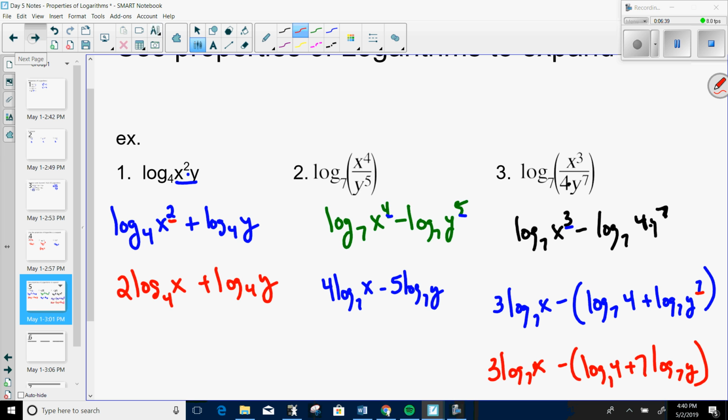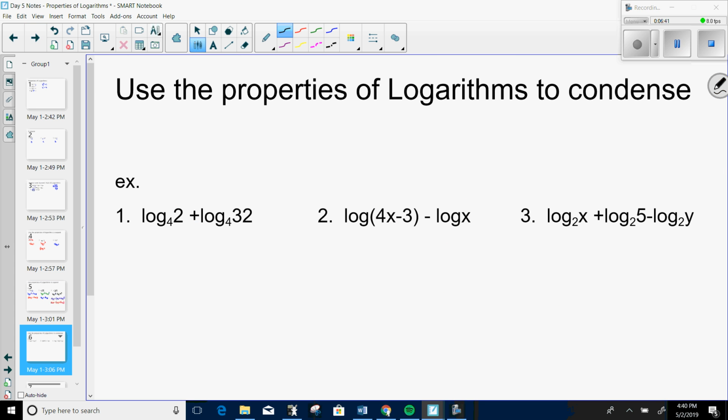All right? So now what we're going to do is we're going to condense. Condense means make things smaller. So the previous slide, we took things that were one logarithm and made them multiple. Today, on this one, we're going to make multiple logarithms become one.